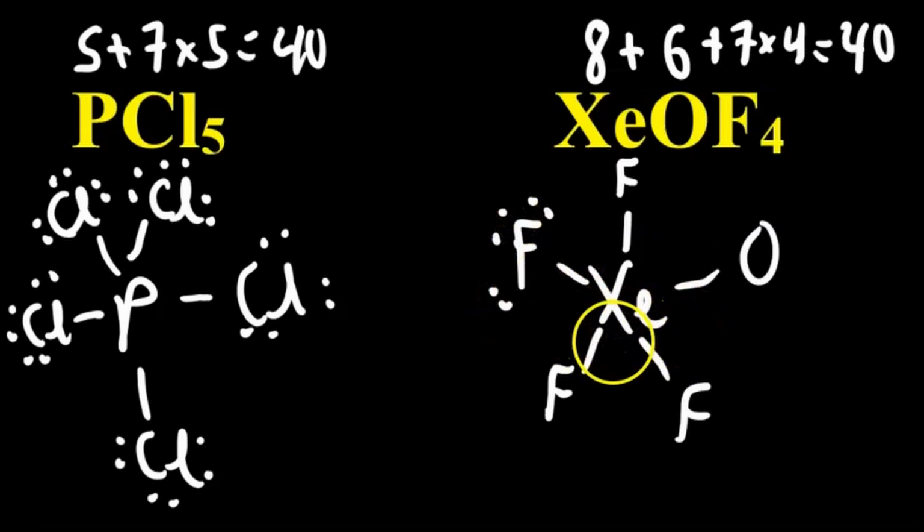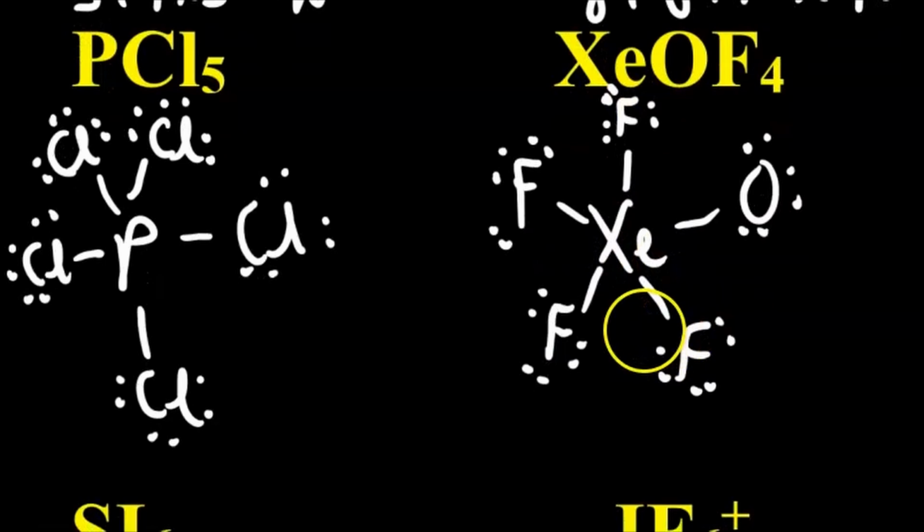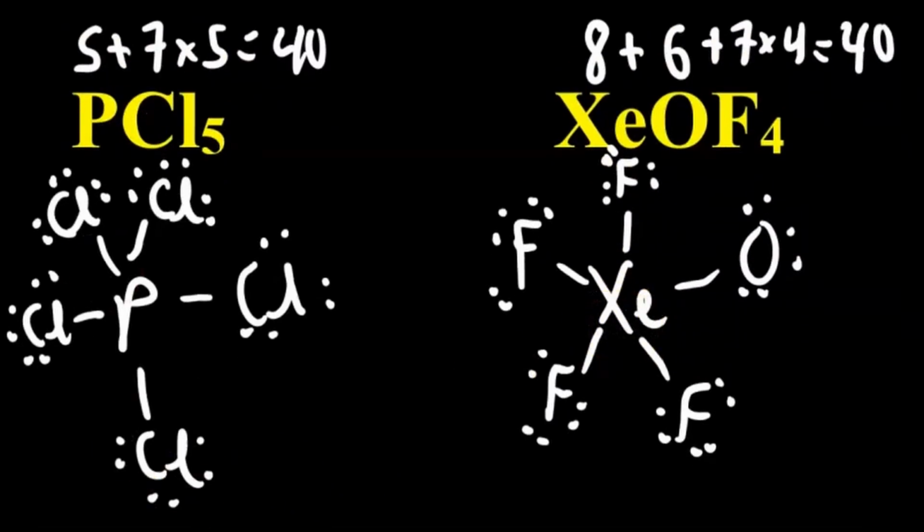Is that right? 2, 4, 6, 8, 16, 18, 20, 22, 24, 26, 28, 32, 34, 36, 38, 40. Okay, no extra electrons. Is that right? 2, 4, 6, 8, 10. Wait, so there's 8 in each outer atom. There's 40. Okay. Did I make an error? Oh, aha. This doesn't seem right. There's not 40. I counted this wrong.